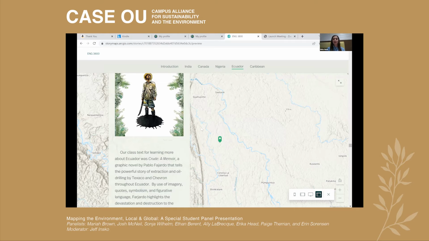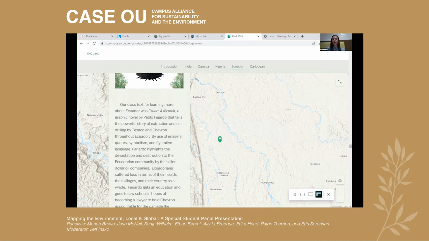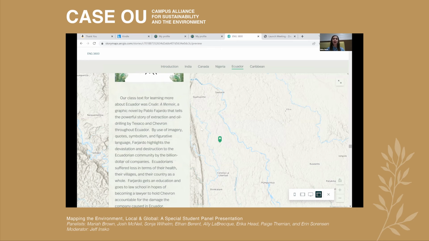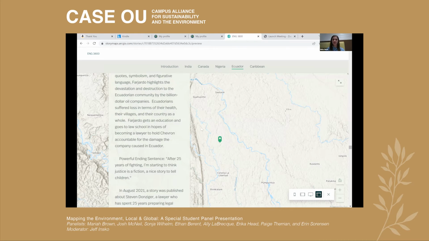So we read Crude. It is by Pablo Fajardo, and the book was all about the tension between Texaco, Chevron, and the Ecuadorian people, told through the perspective of Pablo. He was the main character who lived in Ecuador, grew up there, saw the injustice around him, and really suffered. I remember one powerful scene in the book was he was talking about how the people around him were dying from disease and sickness from oil contaminating their drinking water and the water they used to remain hygienic.